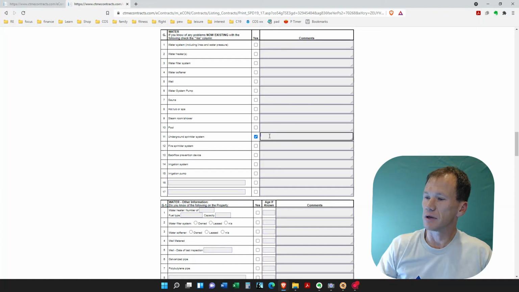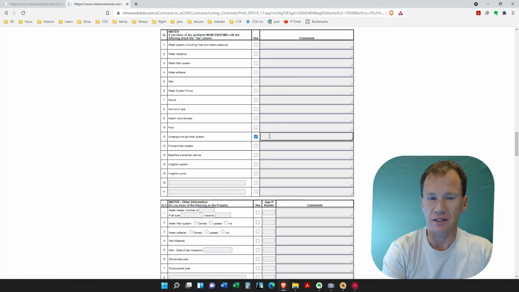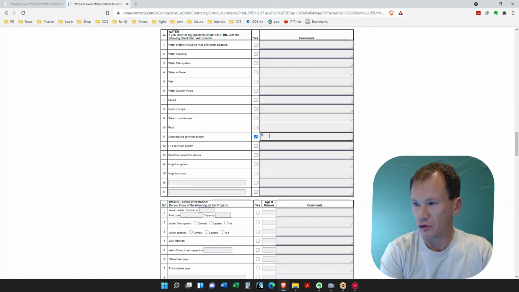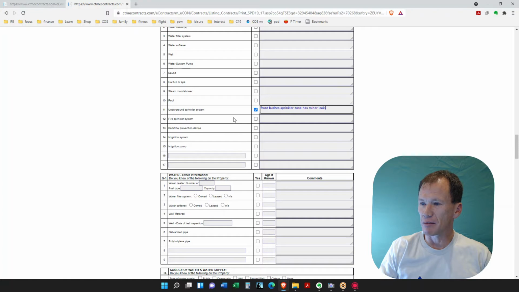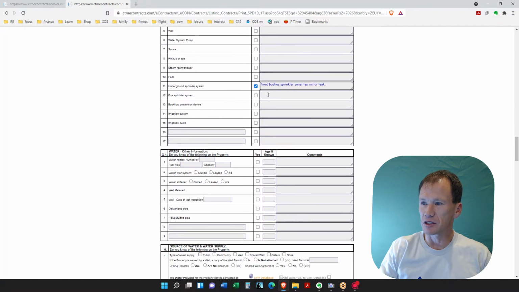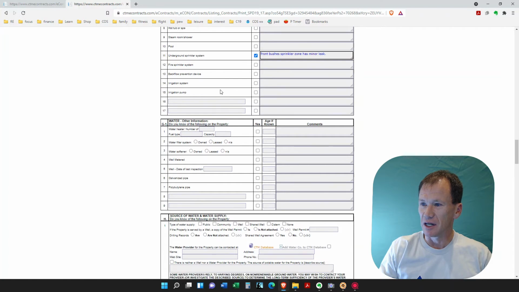So just for practice purposes, I'll check yes here, and I'll say front bushes sprinkler zone has minor leak. You know what? Just front bushes sprinkler zone has a minor leak. It's fine. Fire sprinkler system, most homes aren't going to have that, but some do. Let us know if you have any problems now existing. Irrigation systems, irrigation pump. Now we're into other information.